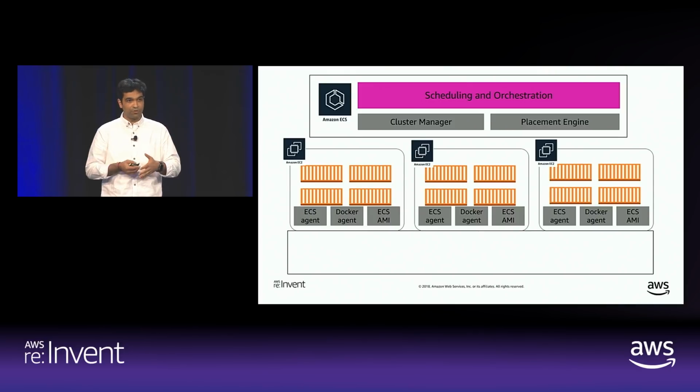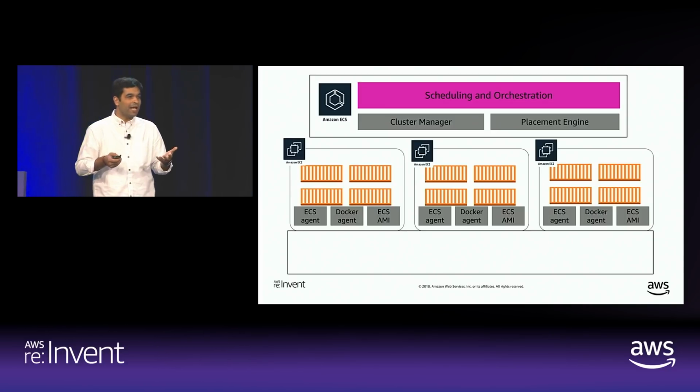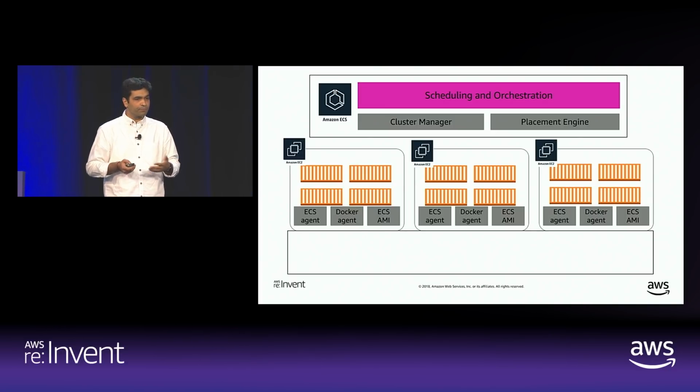ECS made it easy to run these at scale, build large clusters, launch thousands of containers on it. It managed, from a cluster perspective, the cluster health, which are the instances that are registered, and where can I place these containers using the placement engine with advanced placement strategies. But you still had these layers of management.